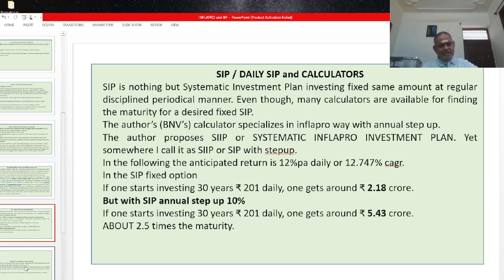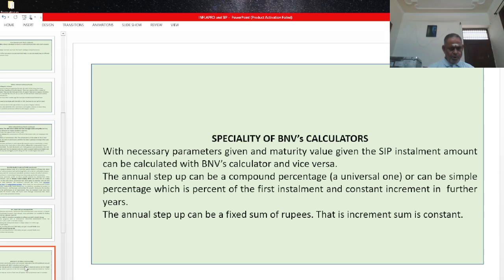In the SIP fixed option, if one starts investing for 30 years at rupees 201 daily, a fixed one gets around 2.18 crore. But with SIP with annual step up of 10%, if one starts investing for 30 years, 200 rupees daily, step up 10%, one gets around 5.43 crore, about 2.5 times the maturity. Speciality of BNV's calculator.